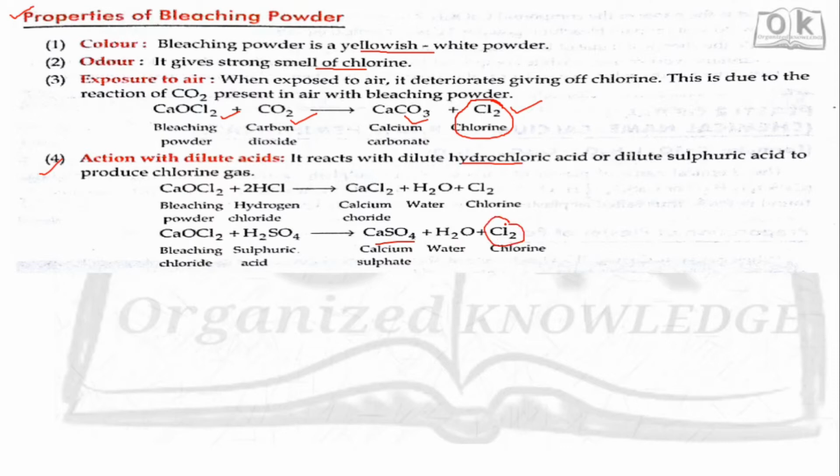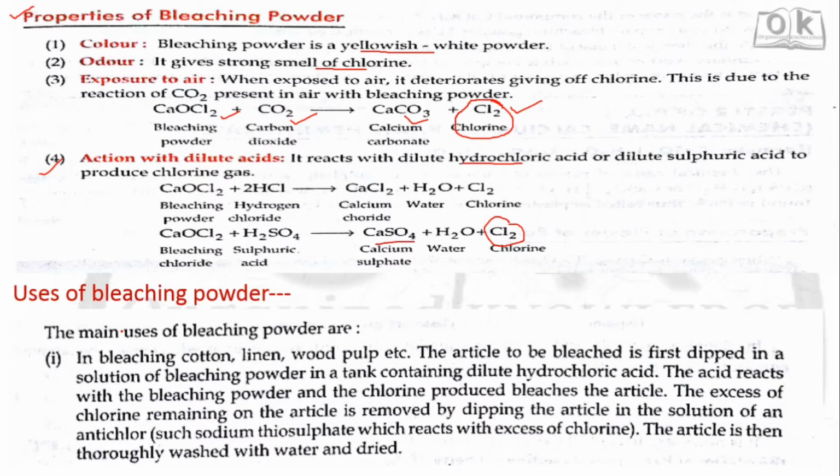Next, what are the uses of bleaching powder? And it's very important. The main use of bleaching powder is in bleaching of cotton, linen, wood pulp, whatever we want to bleach, it helps with that. The article to be bleached is first dipped in a solution of bleaching powder in a tank containing dilute hydrochloric acid. And so what will happen? The acid reacts with the bleaching powder and the chlorine produced bleaches the article.